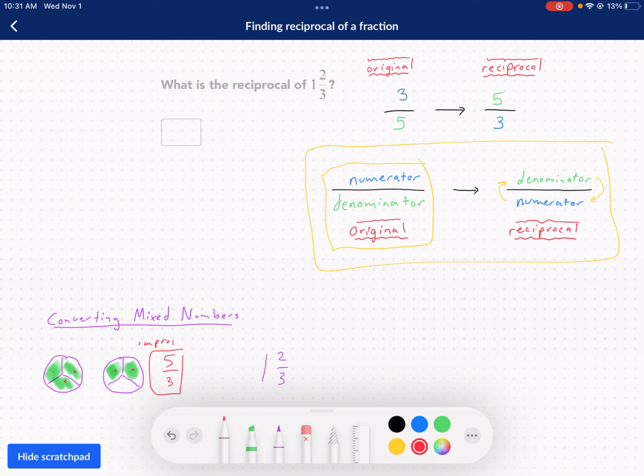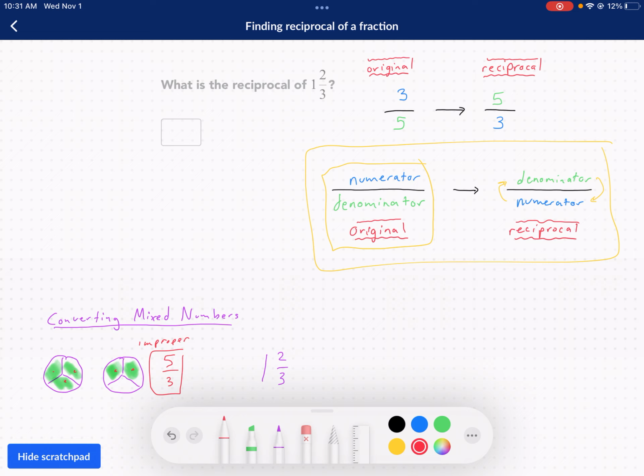We have to do that first, as you can tell, because you can't flip a fraction if there's a number out in front. So we have to wait until we get it into an improper fraction. Then we have a clear numerator and denominator, and we can flip it pretty easily.